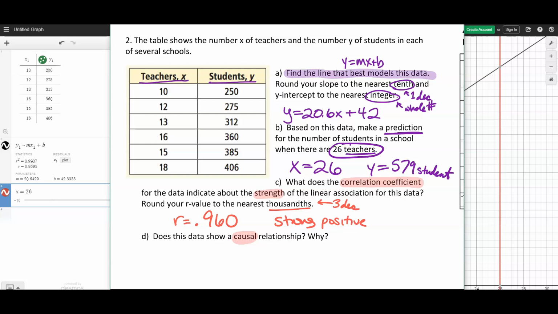Does the number of teachers I have in a school affect the number of students I can serve? Yes. If I have more teachers, I can serve more students. That's something I know about the way teachers and students work together. If I have more teachers available at a school, the school can handle more kids, more students. So it's a cause and effect relationship.